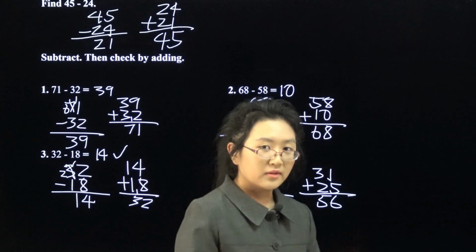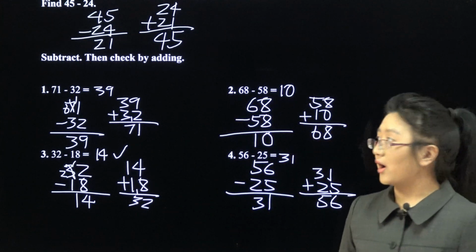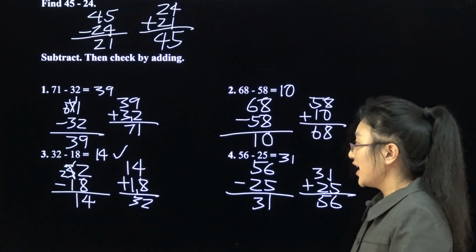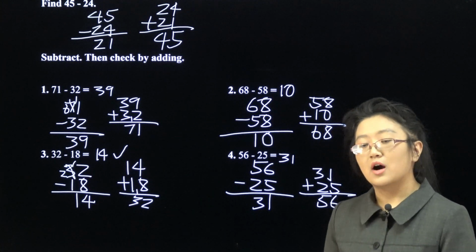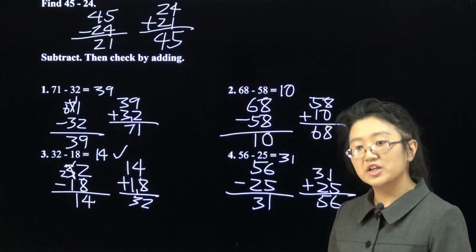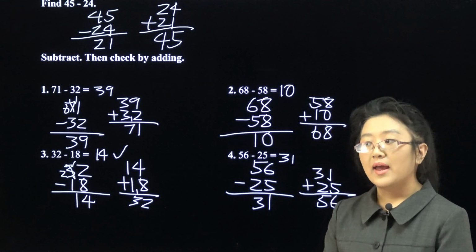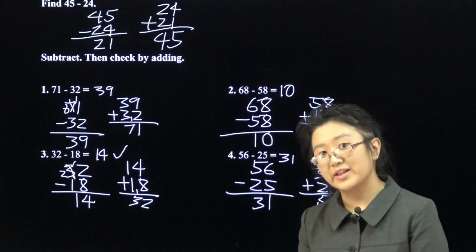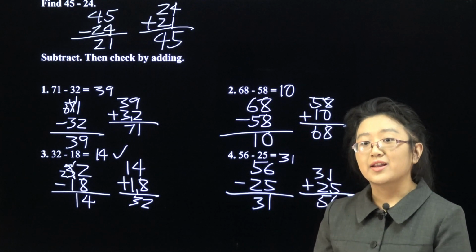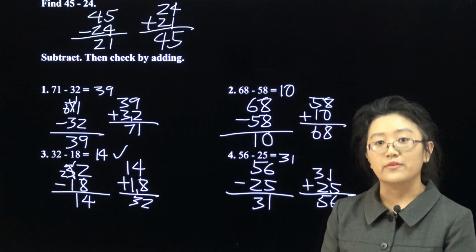Hooray! So the takeaways from this lesson are that when you check your answers, you can use the opposite operation. For subtraction, this is addition. For addition, this is subtraction. And if this looks familiar to you, this is related to the fact families that we learned a few chapters ago.